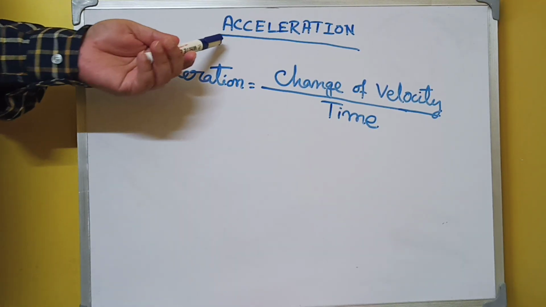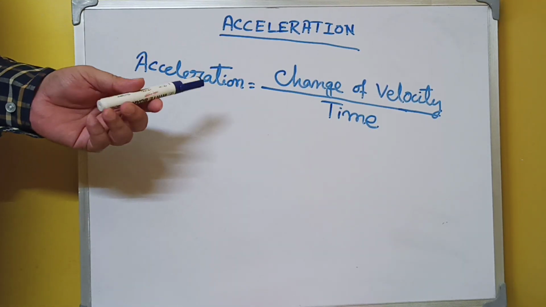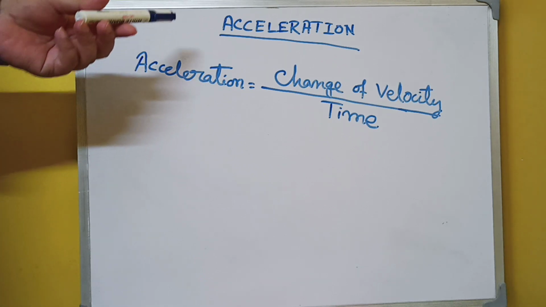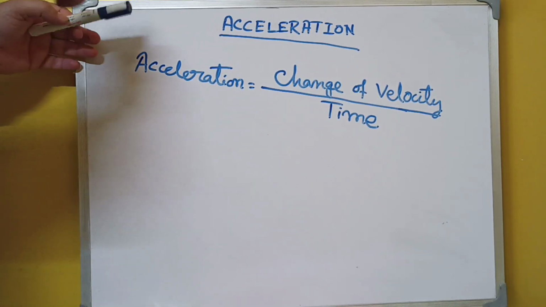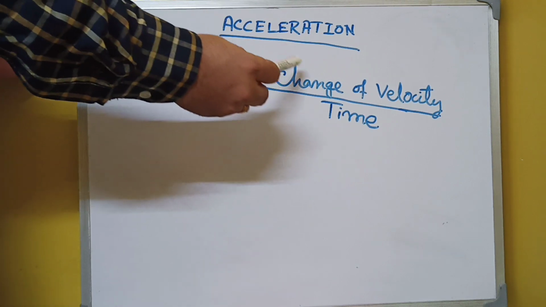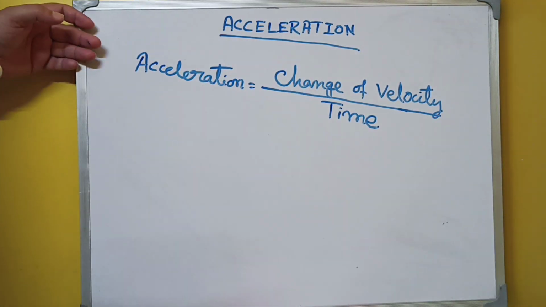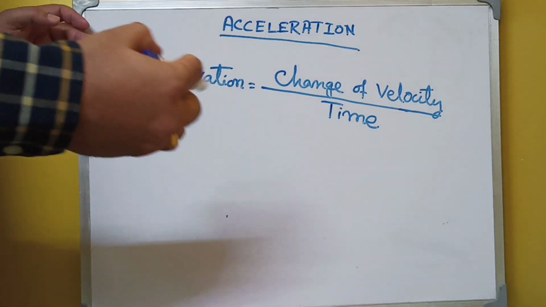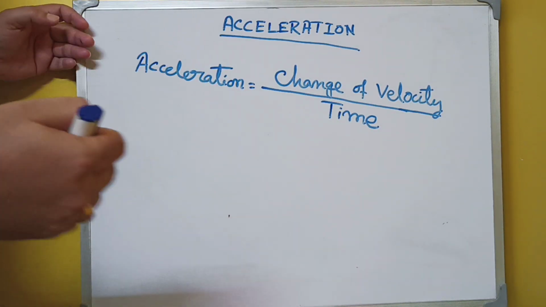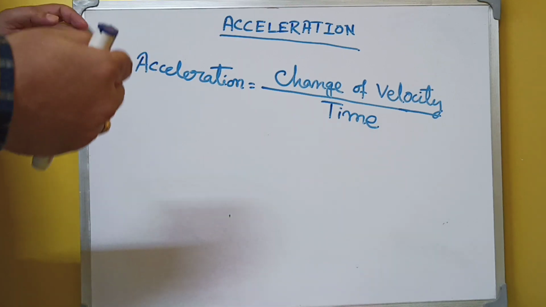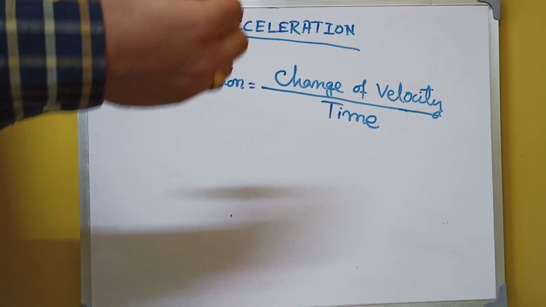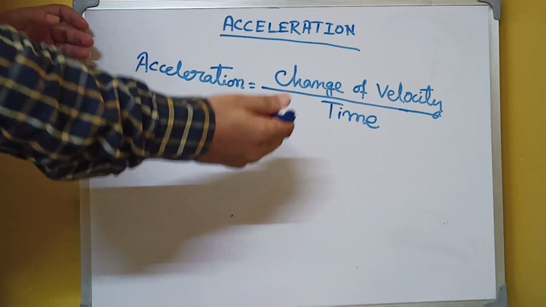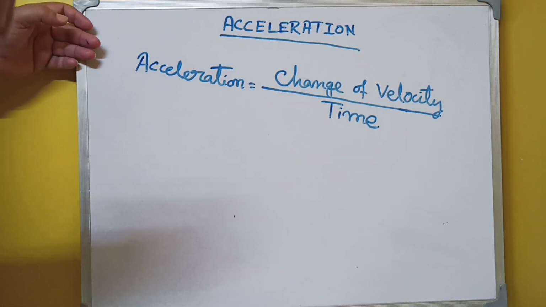Now after completing speed and velocity, we want to discuss acceleration. What is acceleration? Acceleration means the change of velocity by time. That is, if the velocity in the second position is increased compared to the velocity in the first position, we will say that is acceleration. And if the velocity is decreased, this is called retardation.